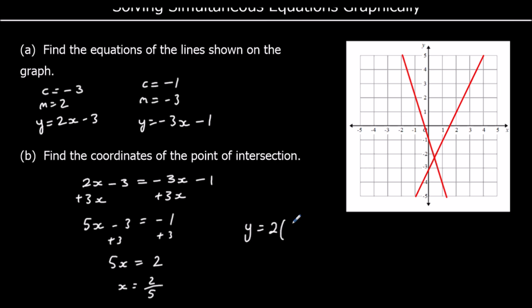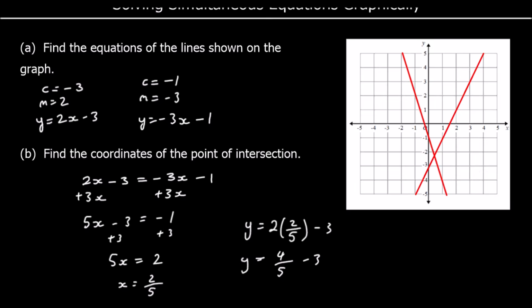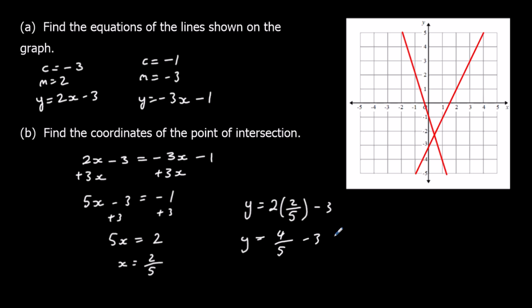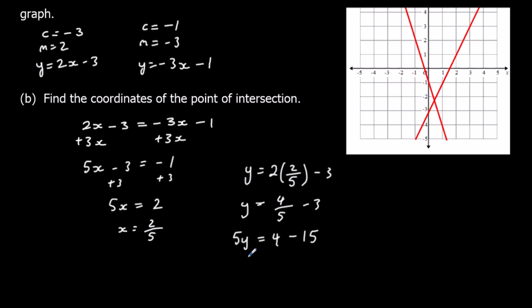So y is 2 times 2/5 minus 3. 2 lots of 2/5 are 4/5. So 4/5 minus 3. So we could multiply through by 5 to get rid of the fraction, or we could change 3 into a fraction, be 15/5. Let's multiply through by 5. So each term times 5. So 5y is 4 minus 15. 4 minus 15 is negative 11.